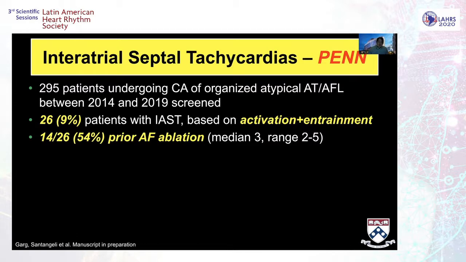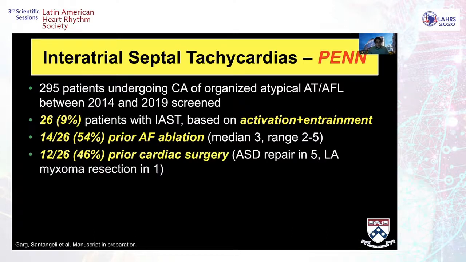14 out of 26 patients, 54%, had a prior AF ablation, with a median of 3 procedures in a range of 2 to 5 procedures. In 46% of patients, they had prior cardiac surgery, which included atrial septal defect repair in 5, left atrial myxoma resection in 1, so the majority had really surgery involving the left atrial septum.